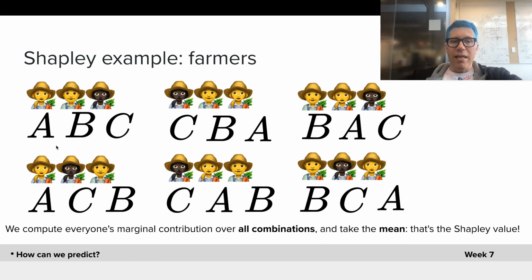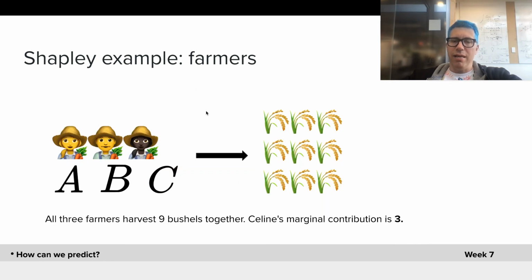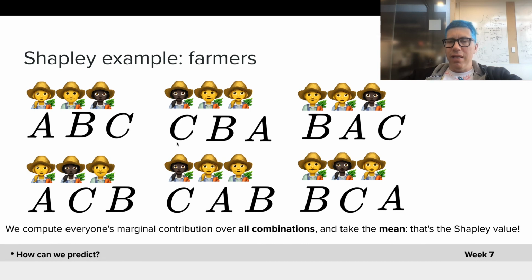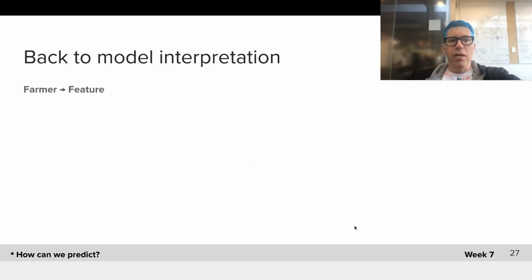So what we can do for Shapley values, we order them in every possible order, and we can then always ask, okay, what does C add over AB? What does B add over A? What does A add over nothing? Similarly for each of the 6 different permutations of that. So we compute everyone's marginal contributions over all possible combinations, and then we take the mean, and that's what we call a Shapley value.